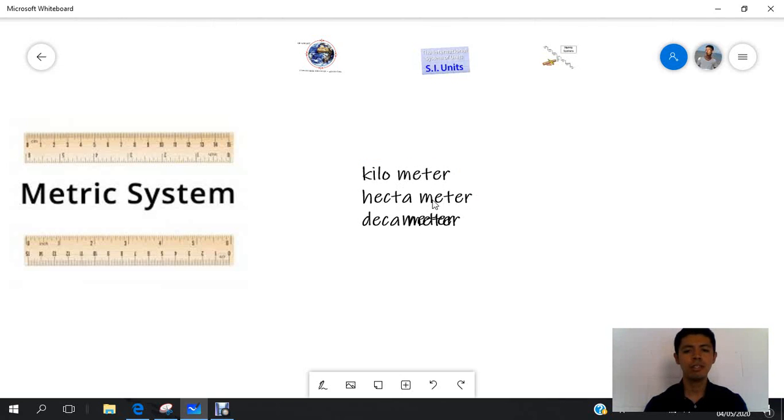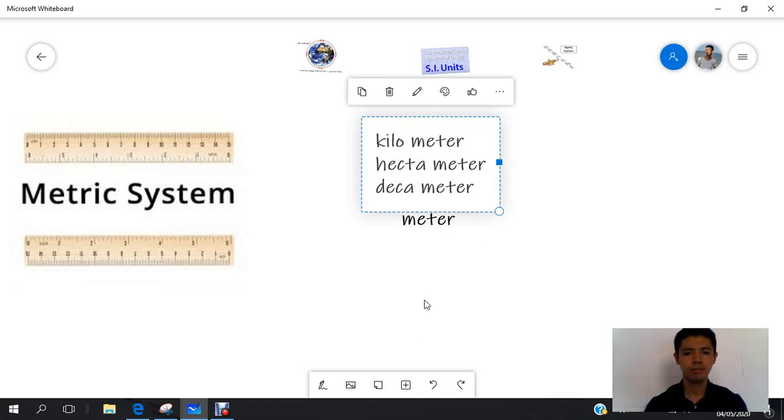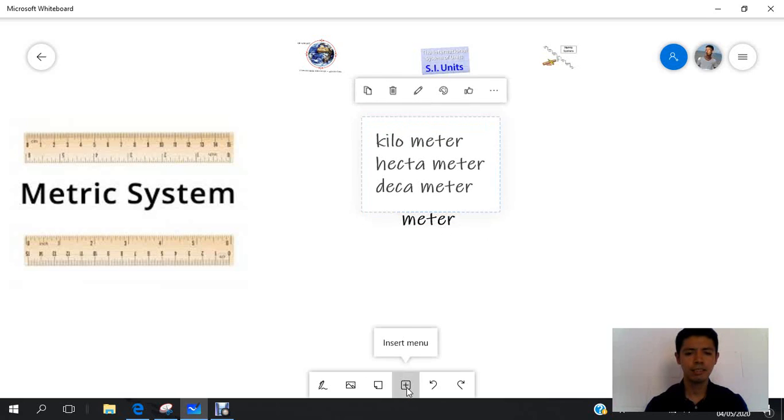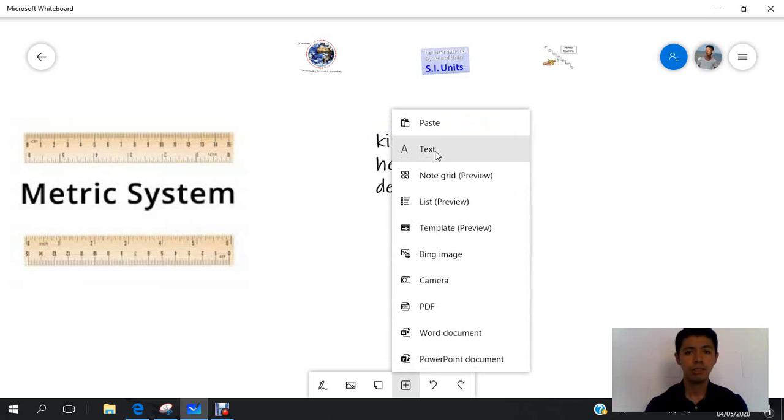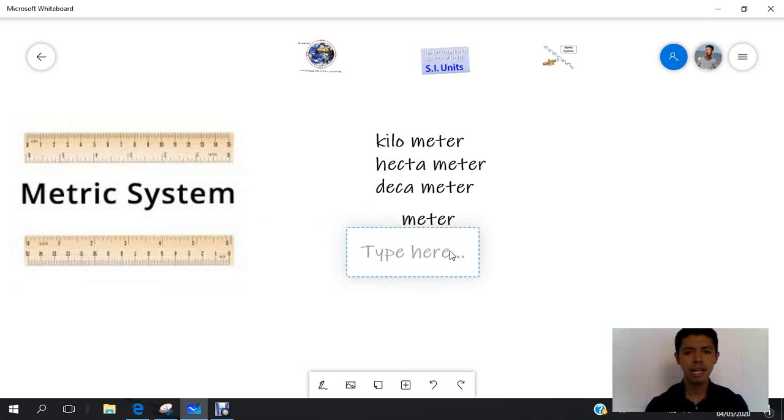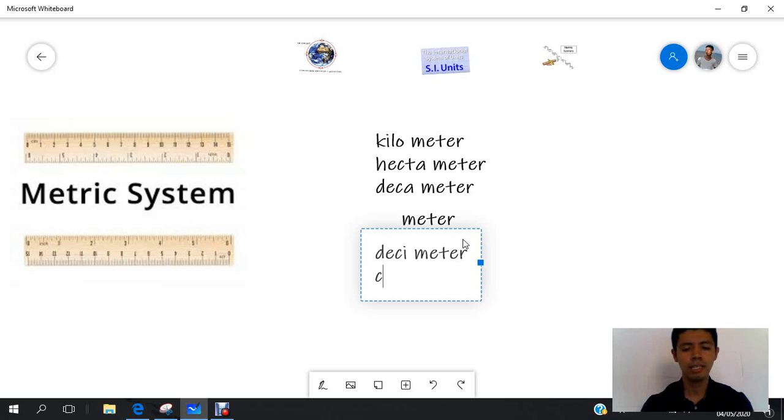Okay, but what about units smaller than a meter? For example, if we divide the meter by 10, or a tenth of a meter, we will have a decimeter. But the meter divided by 100, or 100th of the meter, will be a centimeter. What about the meter divided by 1,000? Then we will have a millimeter.